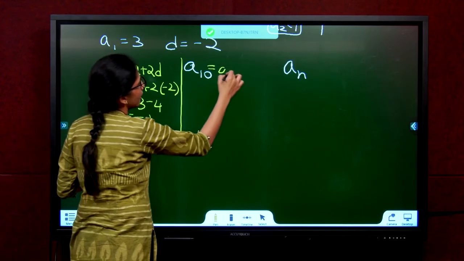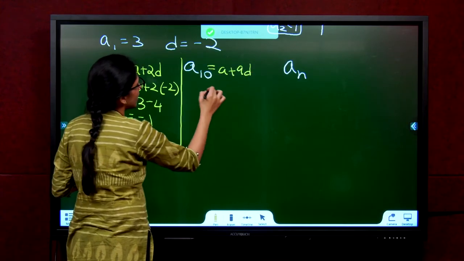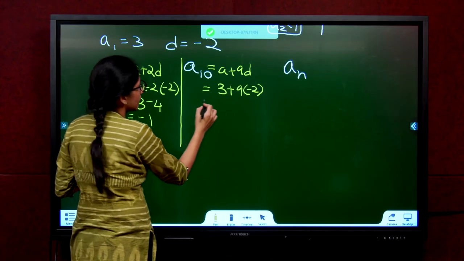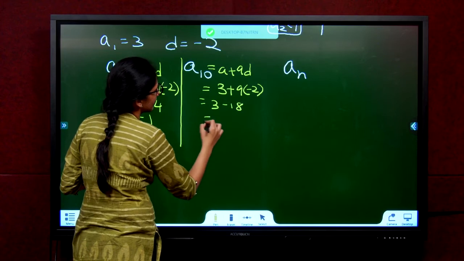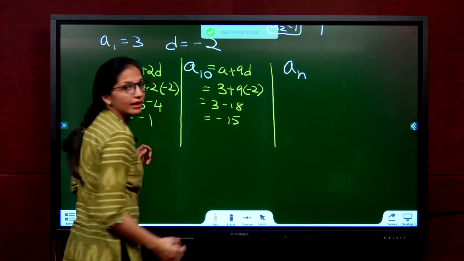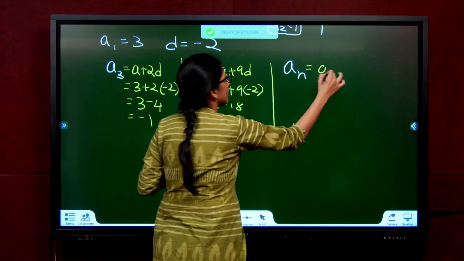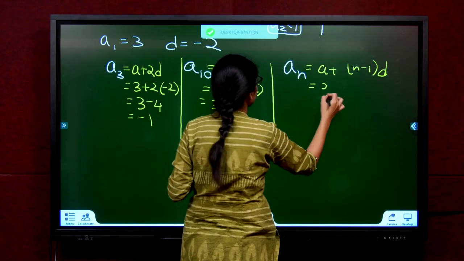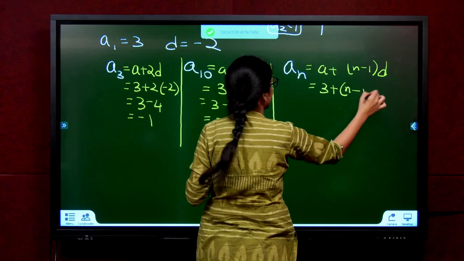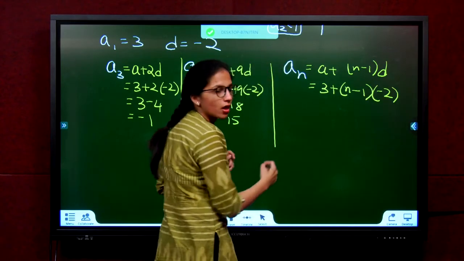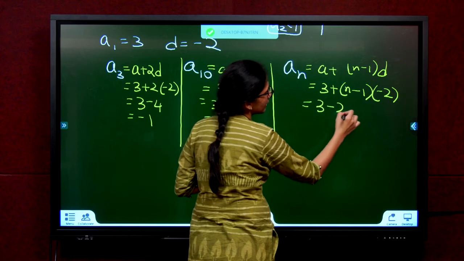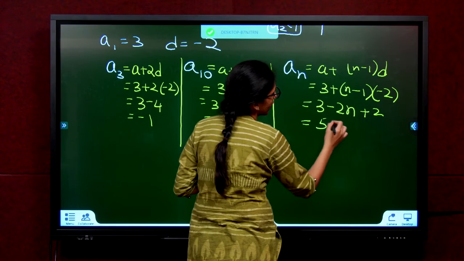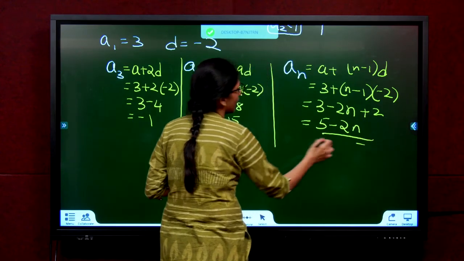A10, A plus 9D. A is 3 plus 9 into minus 2. 3 minus 18, minus 15. An, A plus n minus 1 into D. A is 3 plus n minus 1 into D is minus 2. Open brackets. 3 minus 2n, minus 2 into minus 1 plus 2. 3 plus 2, 5. 5 minus 2n.